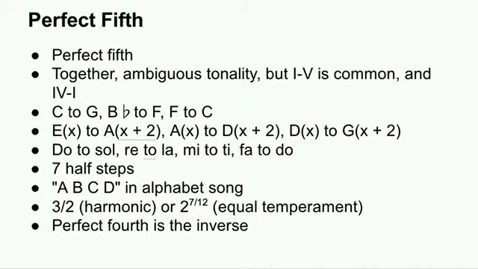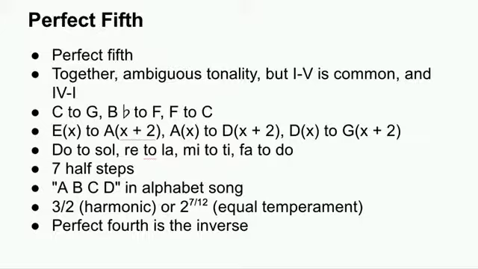On a guitar, if you go from the sixth string to the fifth string, up 2 frets, then that is a perfect fifth. Do to sol, re to la, mi up to ti, or fa up to do are perfect fifths. It's 7 half steps, so the 7th fret on a guitar, if you go from an open string up to the 7th fret, that's also a perfect fifth.